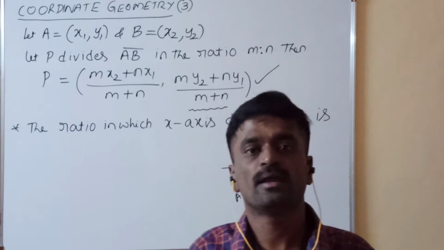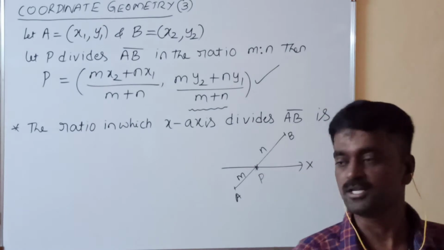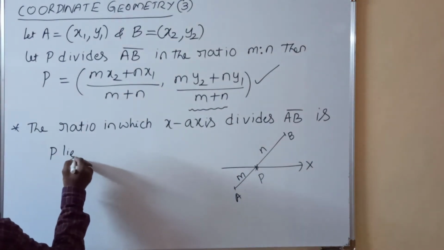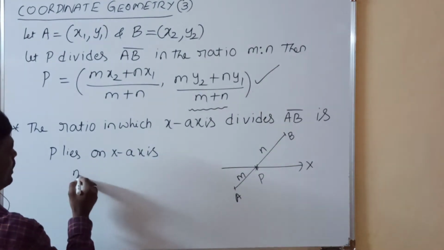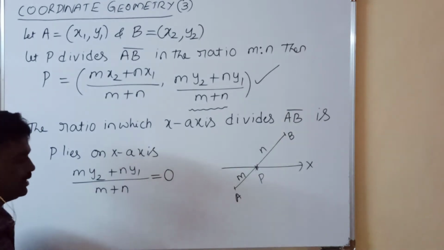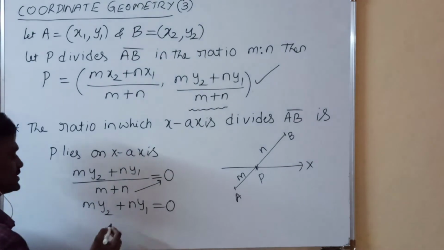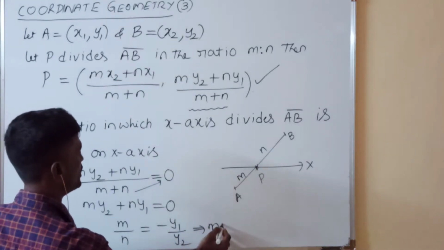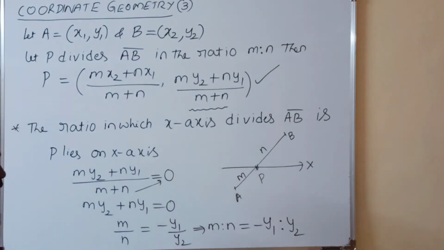Using this condition, we are going to find the ratio in which the x-axis divides the segment AB. That is, we are finding AP is to PB, or m is to n. As the point P lies on the x-axis, automatically its y coordinate must be 0. What is its y coordinate? (my2 plus ny1) by (m plus n). It should be equal to 0. Cross multiplying m plus n, what do you get? my2 plus ny1 is equal to 0. Simplify this, then you will get m by n is equal to minus y1 by y2, or m is to n is equal to minus y1 is to y2. So this is the required ratio.